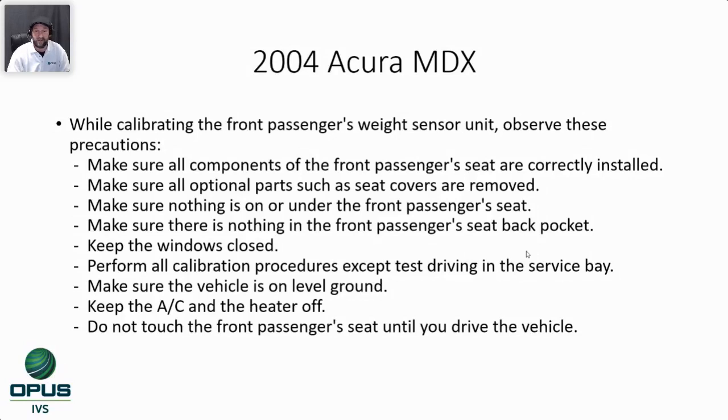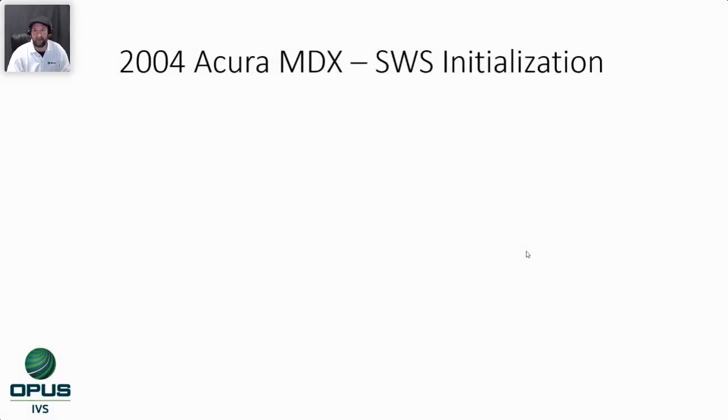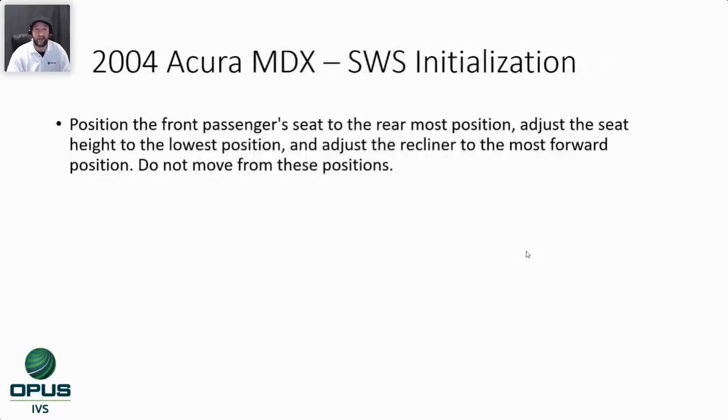Do not touch the front passenger side seat until you drive the vehicle, and do not expose the front passenger seat to any sudden temperature changes. Don't take your heat gun to the seat. Don't put a bag of ice on there, but we were already told not to put anything on it. They're very thorough. They give us lots of information of the things not to do. Now let's talk about what we need to do.